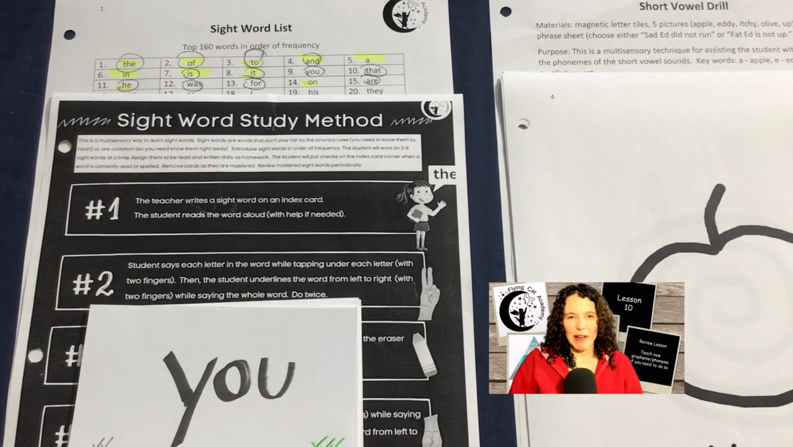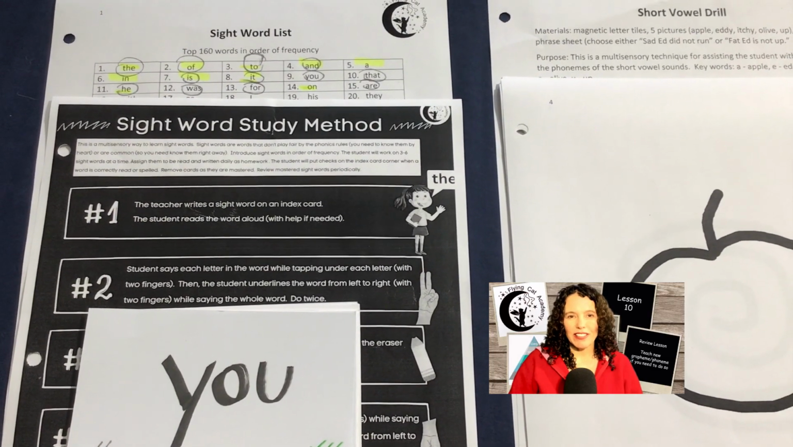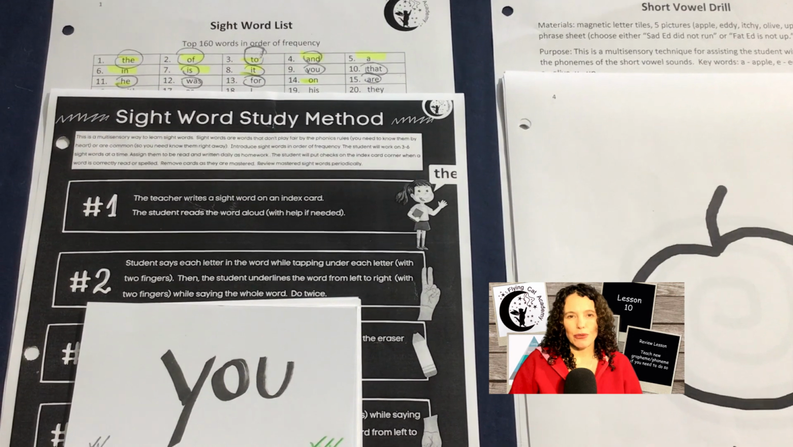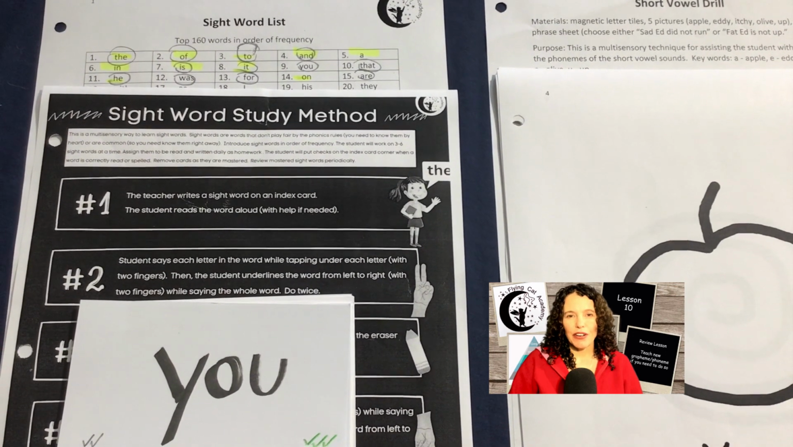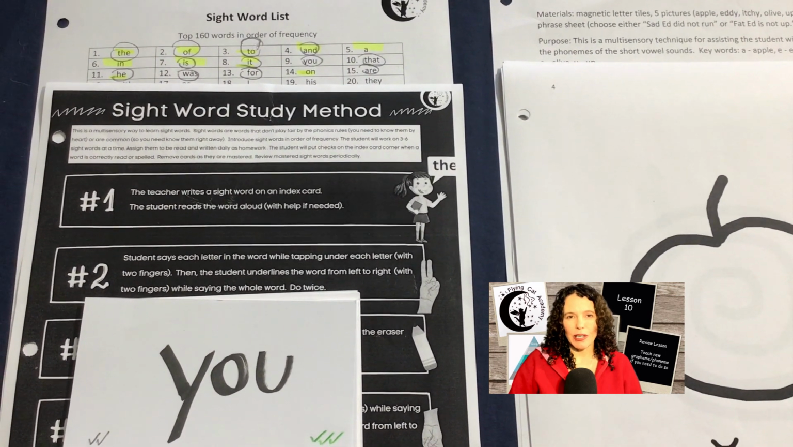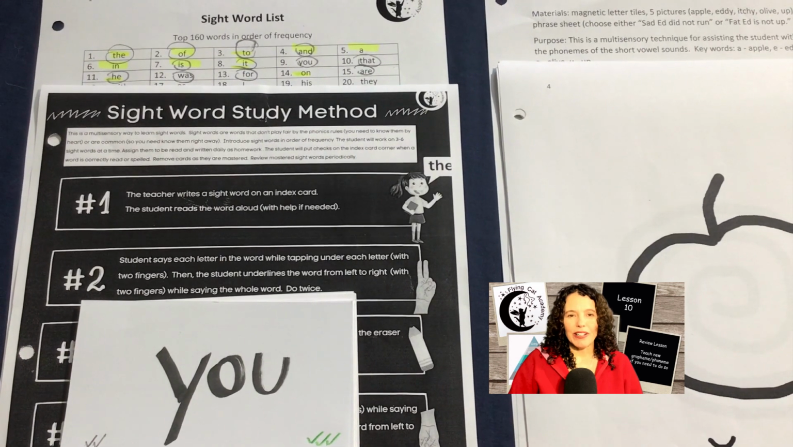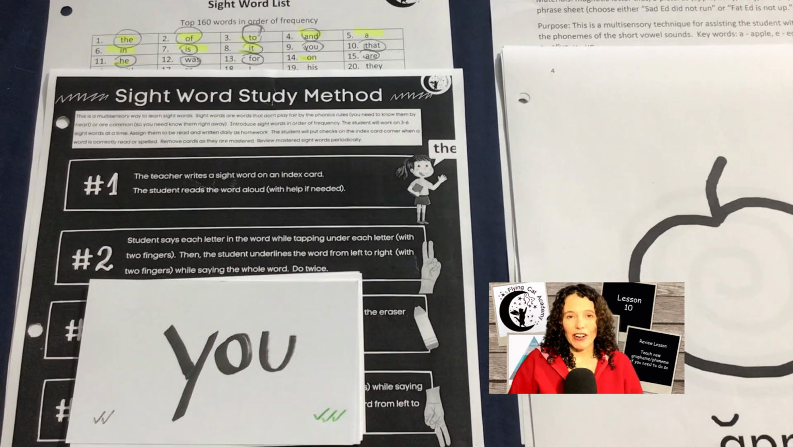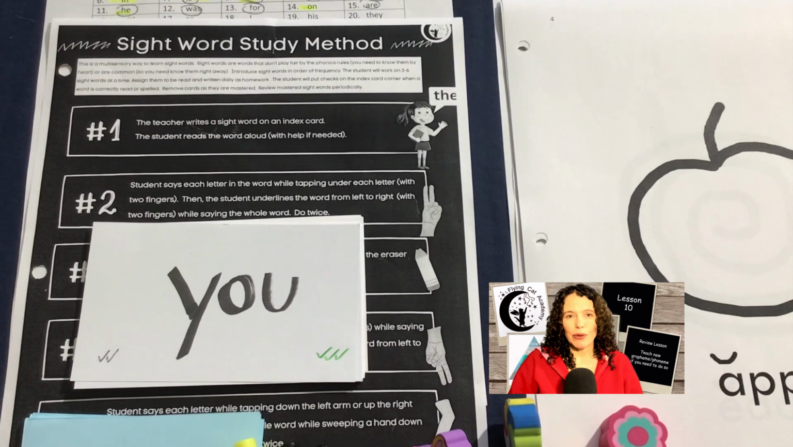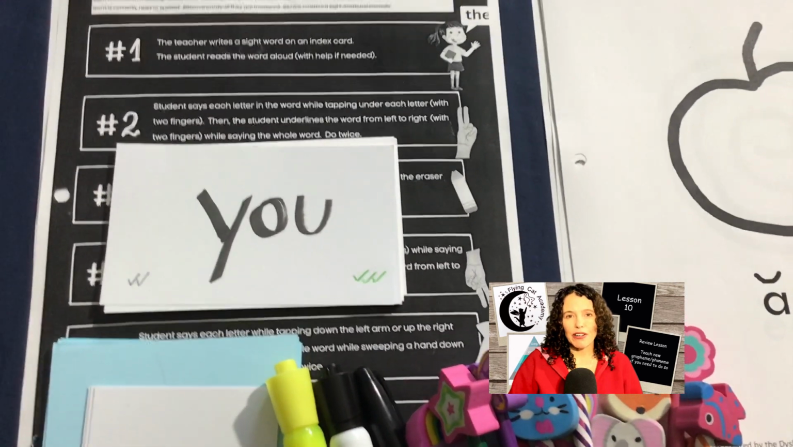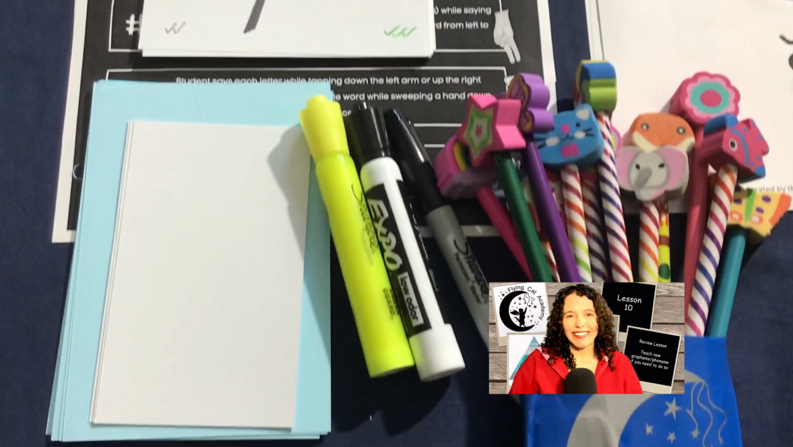We're going to set up the table. We'll start with the sight word study method. You'll need your top 160 sight word list, the drill instruction sheets, the card pack on which the student is currently working. You will need some blank cards in case you need to give a new sight word, a highlighter, some markers, and some pencils.